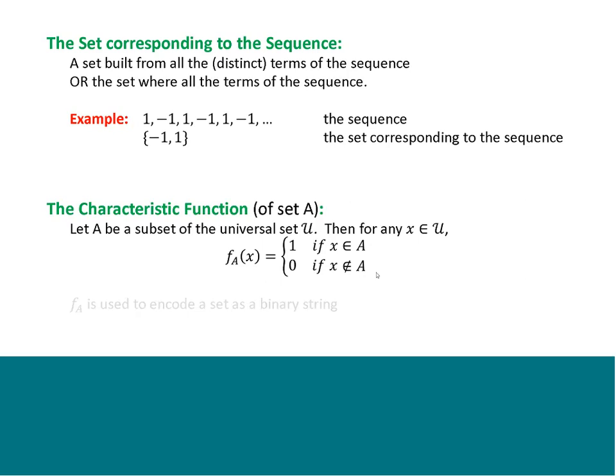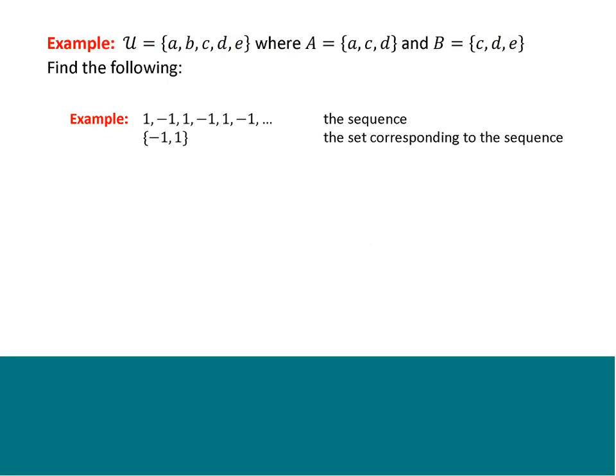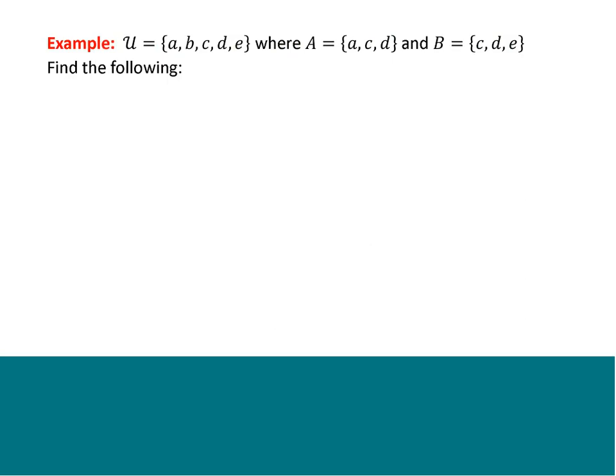Now, how do we use the characteristic function? We're actually going to write this characteristic function not in normal function notation. We're actually going to write it as a binary string. In other words, a finite sequence that only includes ones and zeros. Okay? So let us look at some examples. Suppose you have a very, very tiny universe. Suppose you only have the letters A through E in your universe. Suppose set A is A, C, and D, and set B is C, D, and E.